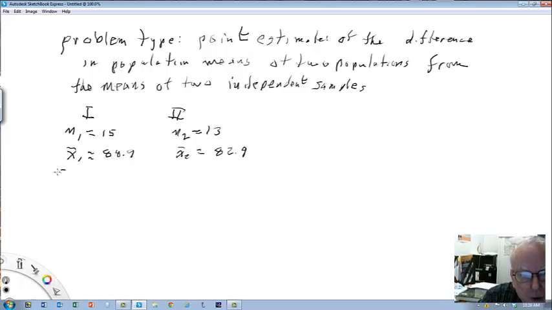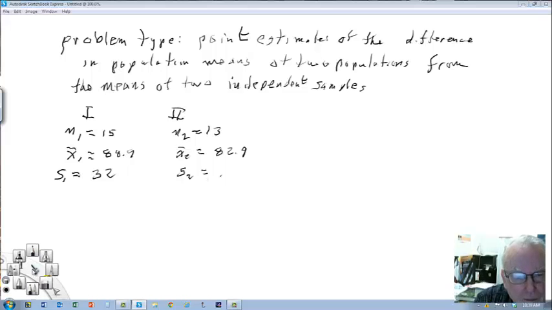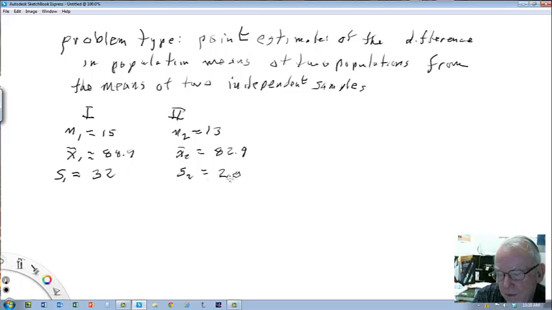82.9, and for the first sample, the standard deviation is 32, and for the second, the standard deviation is... Said that wrong. Let's try again. For the second sample, the standard deviation will be 20. Now I have copied the data properly.